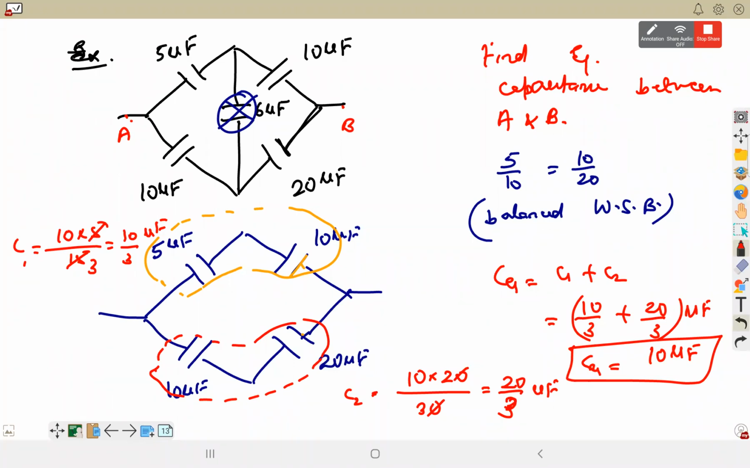Right? But ये बीच वाले को हम हटा तभी पाएंगे when it is balanced. If it is not a balanced Wheatstone bridge, we cannot remove this capacitor. उसके लिए कुछ दूसरे मेथड होते हैं, थोड़े more complicated ones. Right? So there are different forms of Wheatstone bridge that we will do next class.